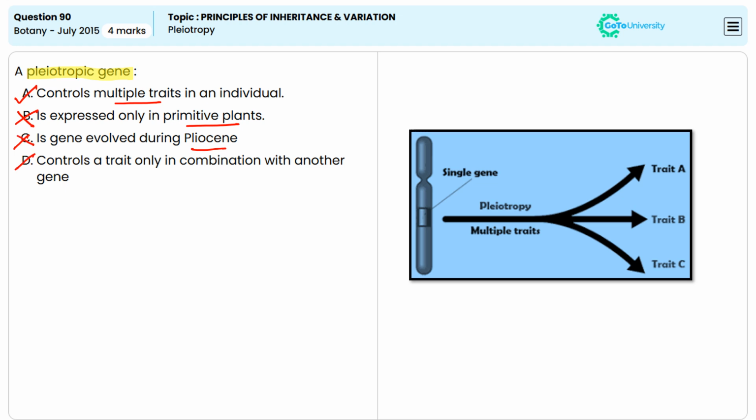D, it controls a trait only in the combination with another gene. This is also incorrect because this is explaining the epistasis process, not pleiotropy. So the correct answer is option A.